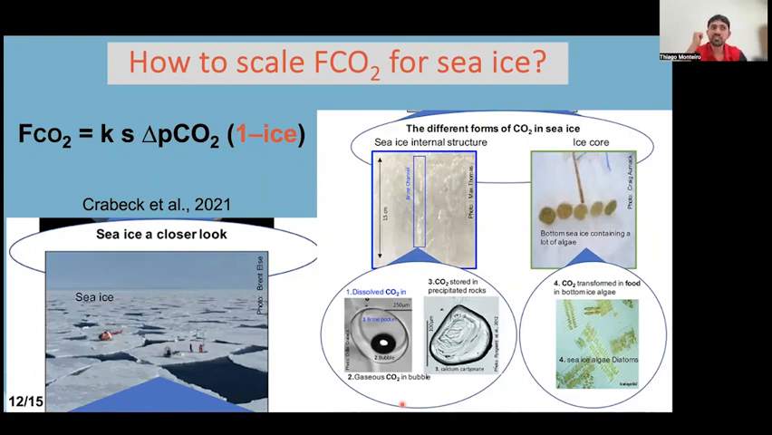So what I'm putting here is that we definitely need to better scale the CO2 fluxes for the sea ice, because I do not believe that this directly and linearly scales to capture all of the influence of the processes inside the sea ice, even when we have 100% of sea ice cover, for example.